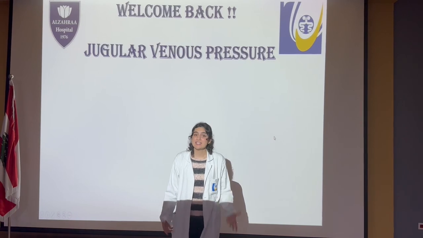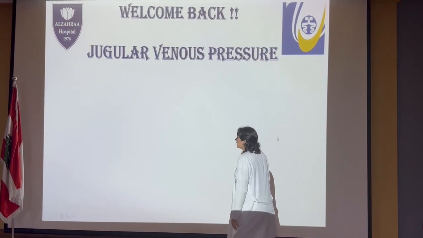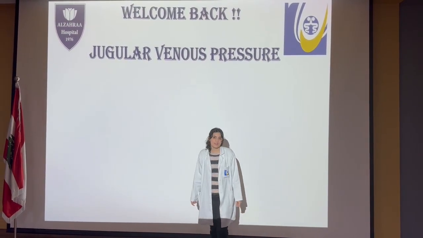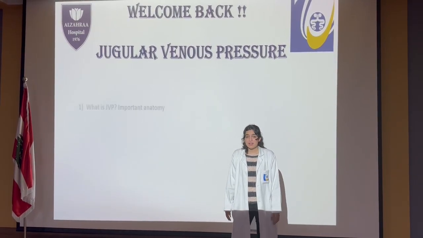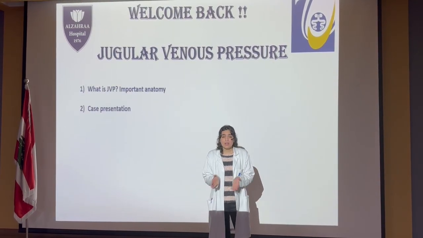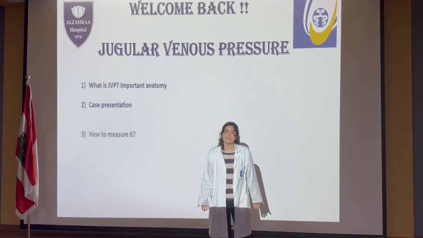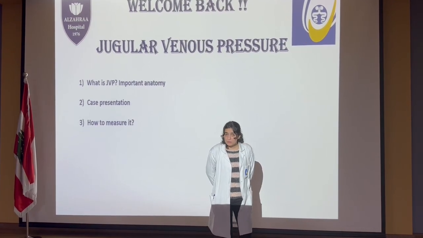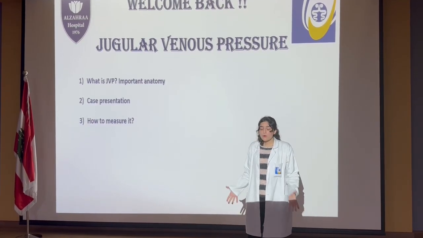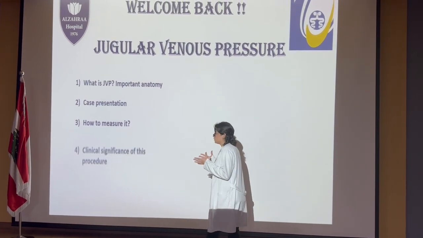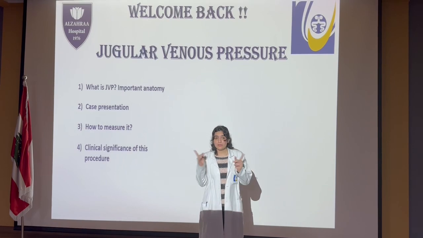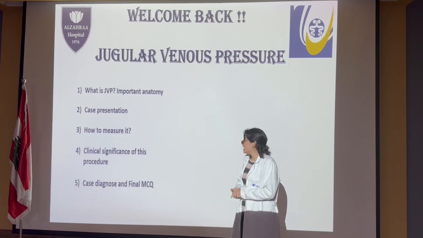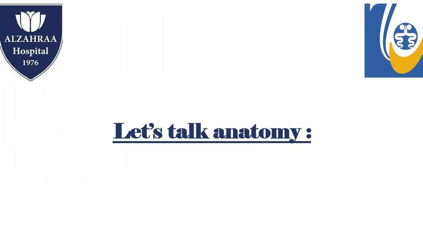Today we will present an essential clinical skill, measuring the jugular venous pressure, also known as the JVP. We will show you real patient cases, the anatomy you need to know, and how to measure the jugular venous pressure properly. Also, we will present what high jugular venous pressure means in different conditions. So stick around to the end for a quick quiz, and let's get started.